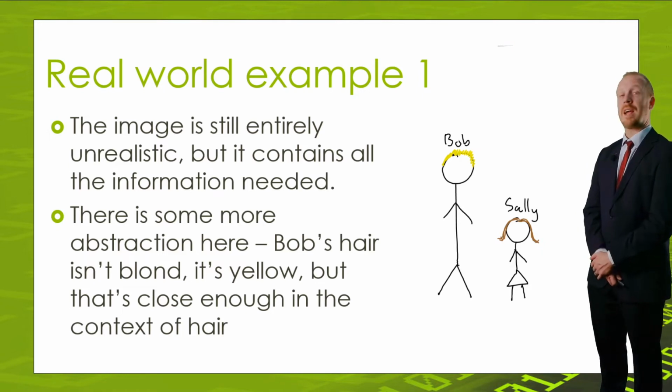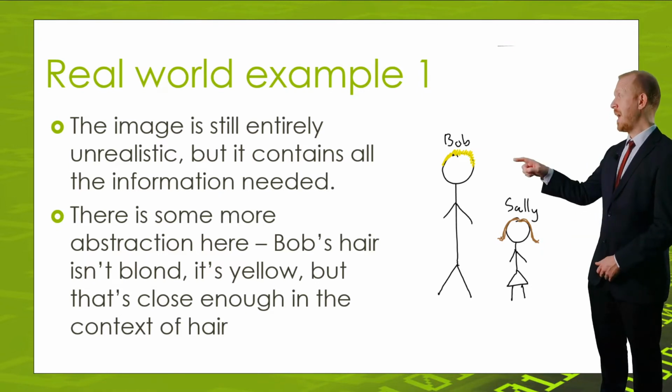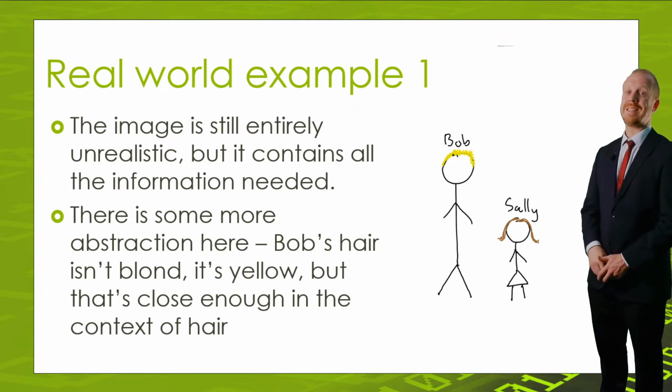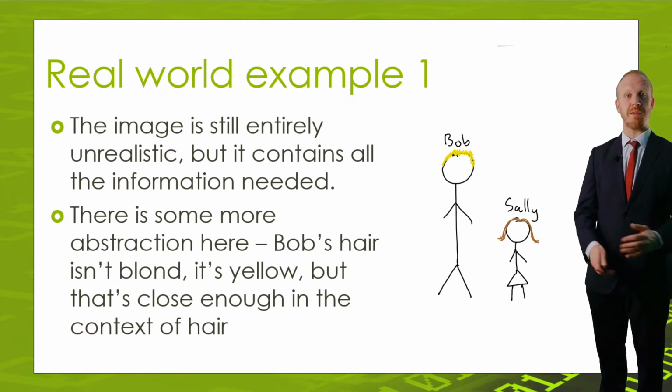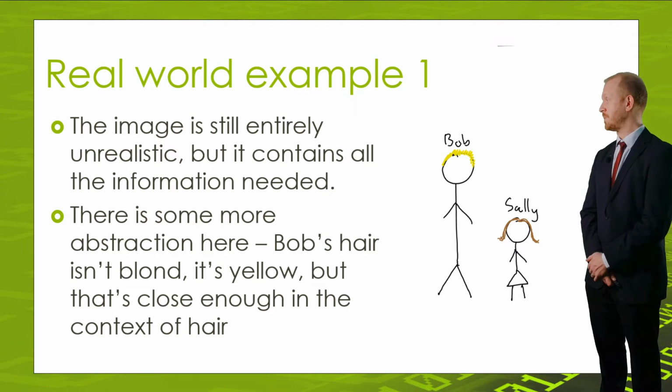There's actually another layer of abstraction going on here. Bob's hair is not blonde, it's yellow. But in the context of hair, we accept that yellow means blonde. It doesn't have to be accurate. It has to be enough to get across the information we're trying to get across.